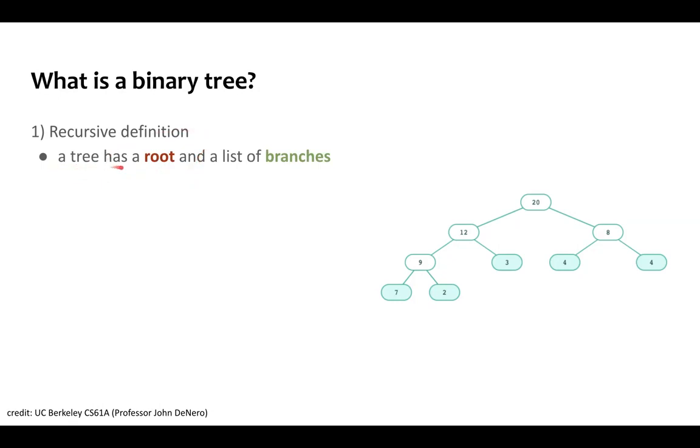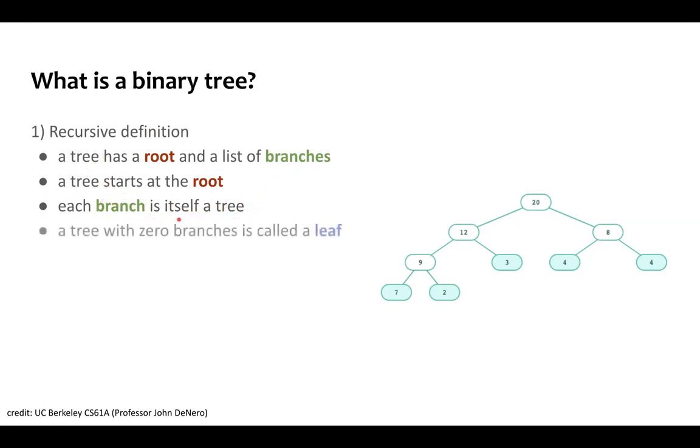A tree has a root and a list of branches. A tree starts at the root, and each branch is itself a tree. So we are defining a tree using a tree. So a tree is connected to another tree. A tree with 0 branches is called a leaf. So these green nodes are called leaves.